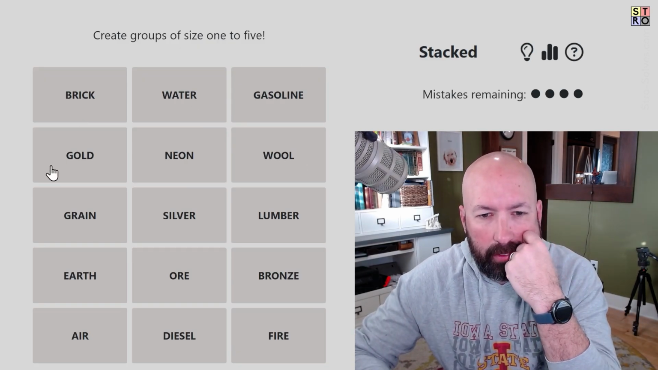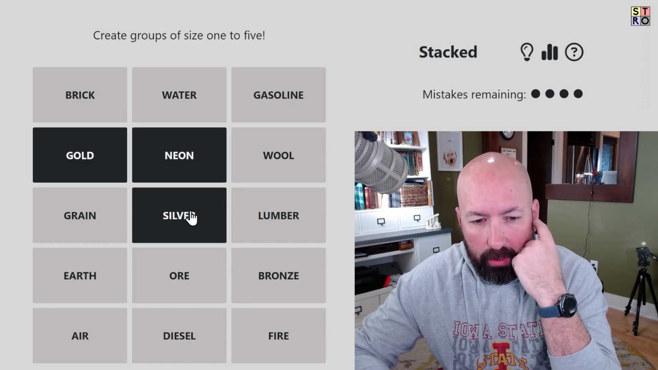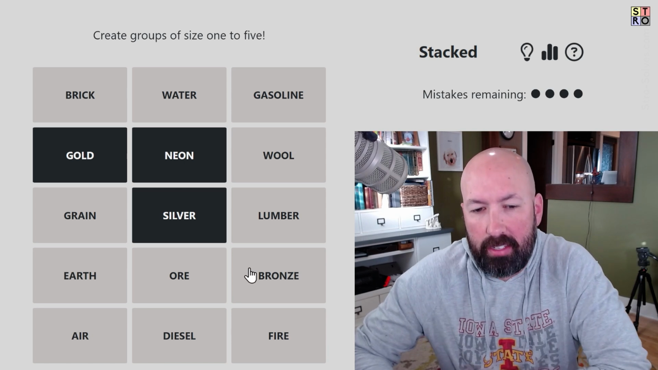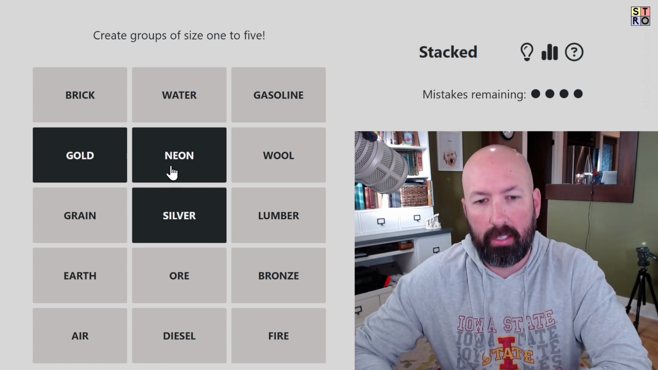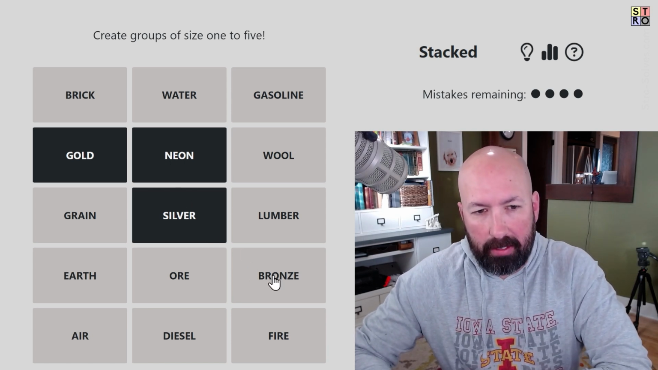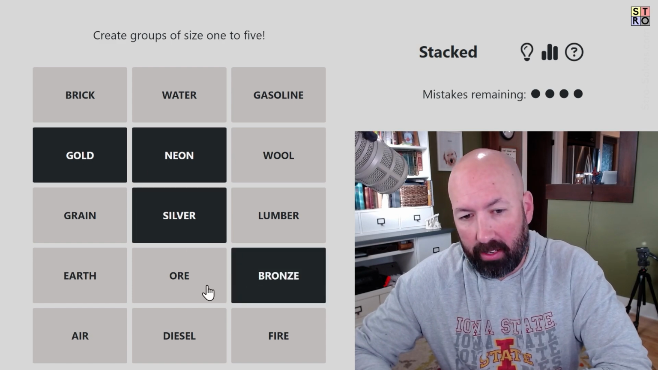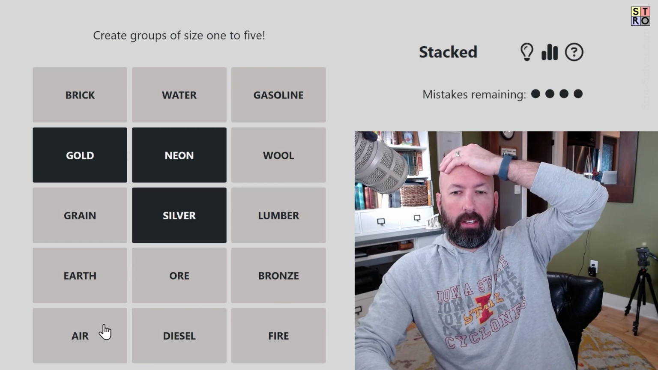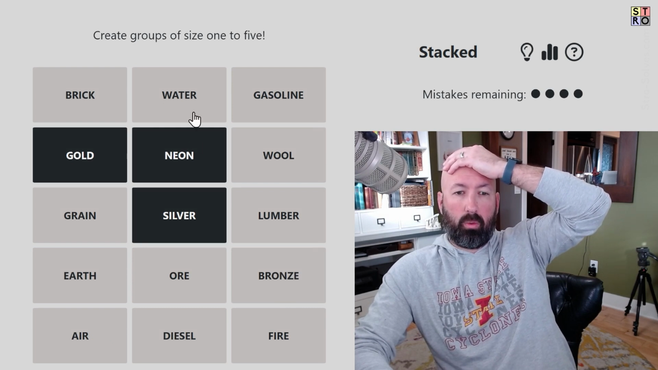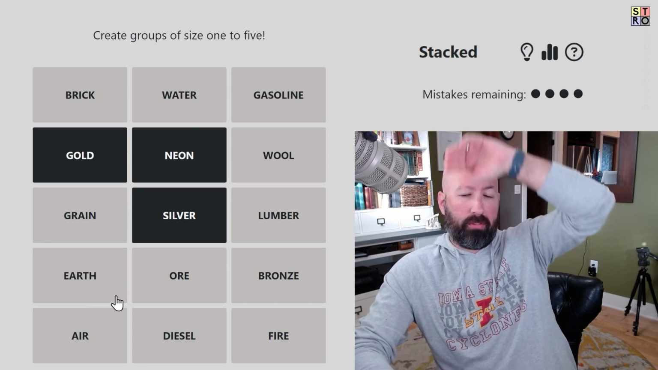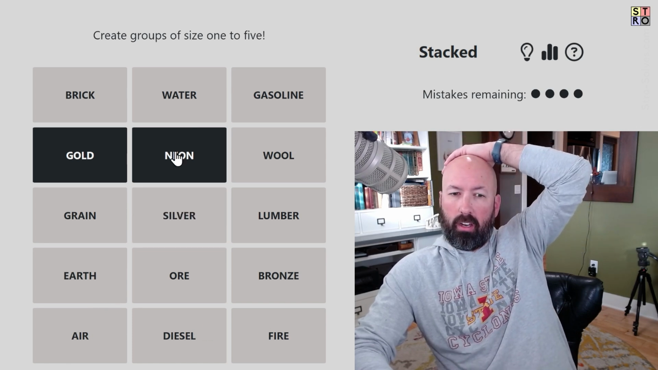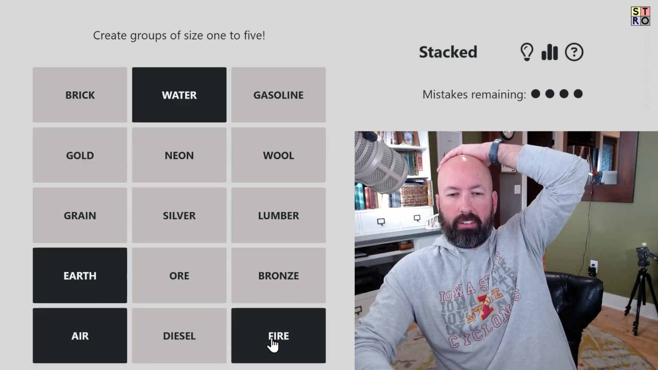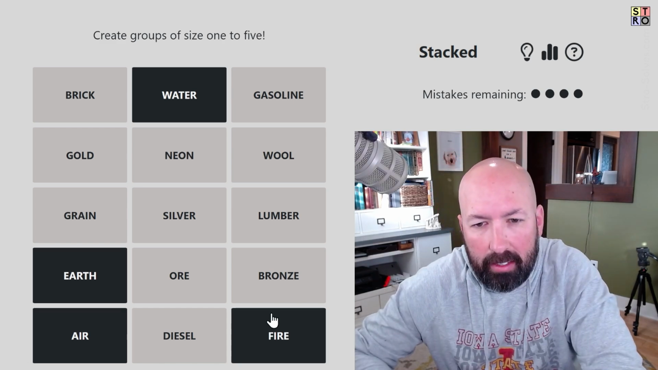So gold and neon and silver, and those are all elements. Bronze is not. Bronze is an alloy. But you could also just say metals, and you could do bronze and ore. Air, earth, and water feel like they would go together. And maybe fire? Are those like classical elements or something? I think they might be.